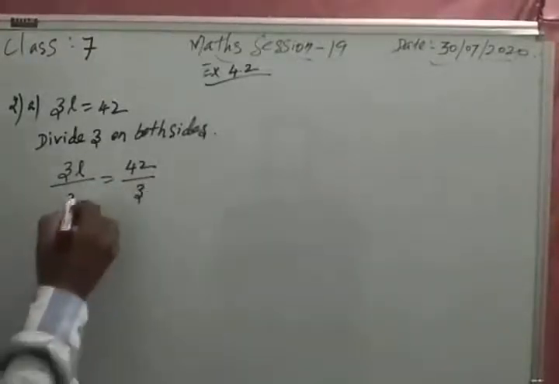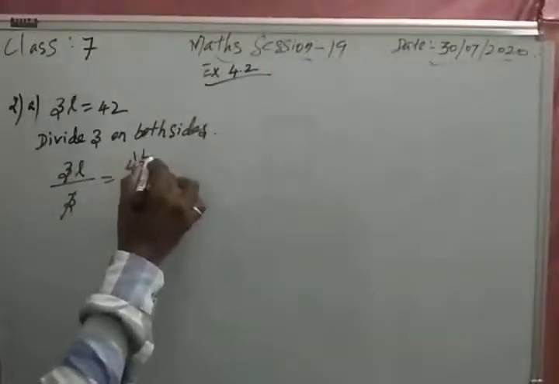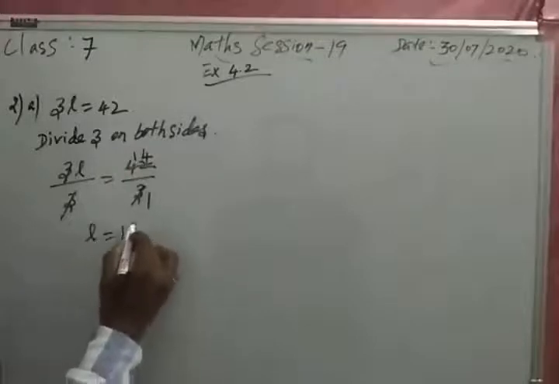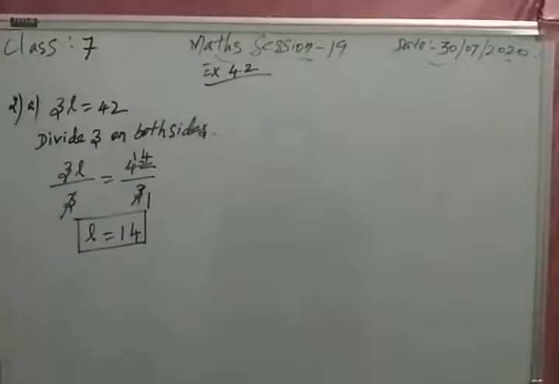So we can easily simplify. 3 3s are cancelled. 1 3 is 3, 1, then 4 3s are 12. L is equal to 14.